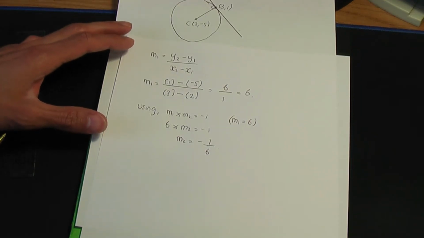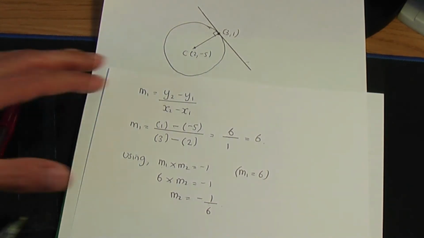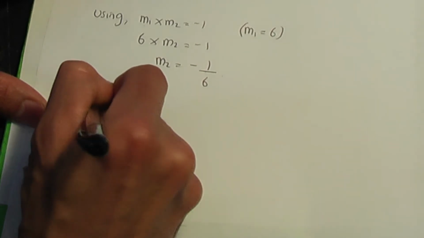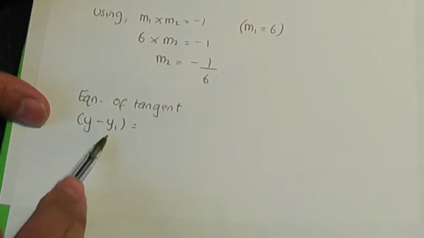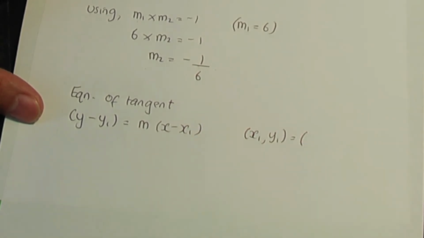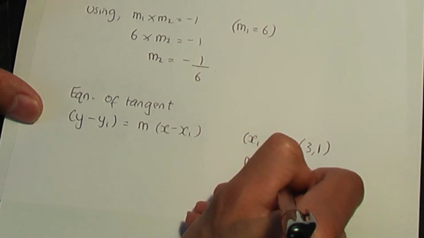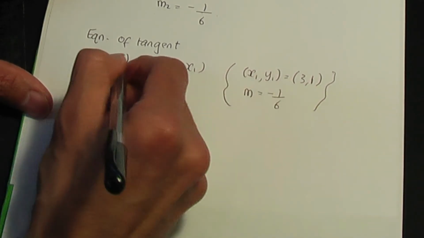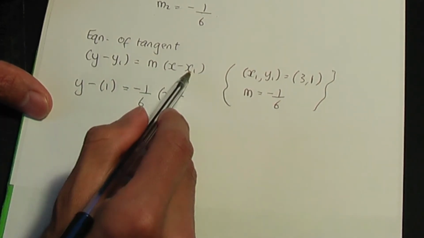So the question, back to the screenshot, is to find the equation of the tangent at the point 3, 1. So back to the paper and pen. We have everything that we need. We have the gradient of the tangent, minus 1 over 6, and we have that coordinate, 3, 1. To work out the equation of the tangent, remember the formula for the equation of the line, y minus y1 equals m into x minus x1. We have x1 and y1, the coordinate that the tangent passes through, which is 3 and 1 from the question. And m is the gradient of the tangent, which is minus 1 over 6. If I substitute the data into this formula, we have y minus y1, which is 1, equal to m, which is minus 1 over 6, into x minus x1, x1 being 3.